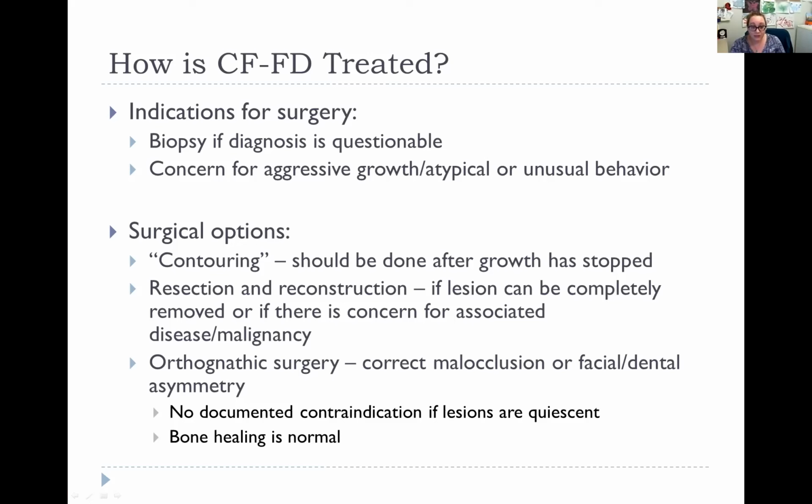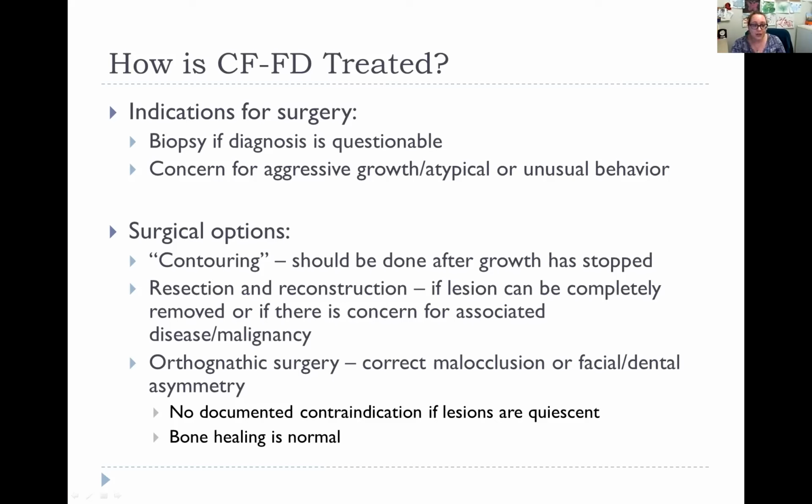Biopsy if the diagnosis is questionable, and then of course if there's concern for aggressive growth, atypical or unusual behavior. So if all of a sudden your lower lip and chin goes numb, that would be an indication why we would want to do a biopsy, just to make sure that there's not something more concerning going on.